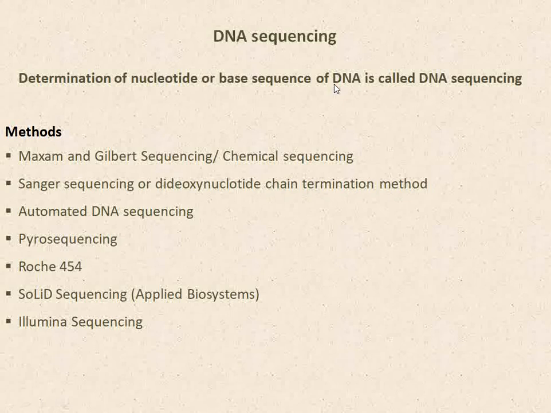sequence of DNA. For DNA sequencing, we have several different methods like Maxam-Gilbert sequencing, Sanger sequencing, automated DNA sequencing, pyrosequencing, Roche 454, SOLiD sequencing, Illumina sequencing. So these are the different methods we are using for DNA sequencing. Roche, SOLiD and Illumina are called next generation sequencing methods. Today we are going to introduce the Roche 454 sequencing.